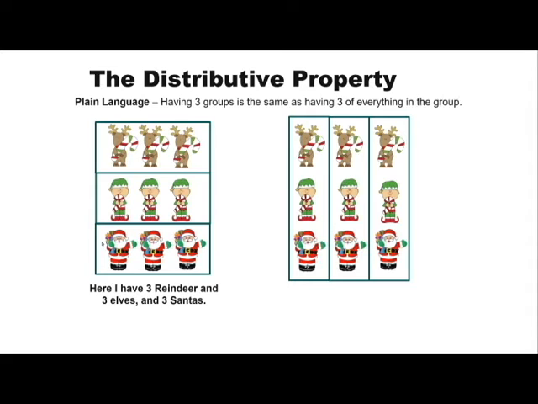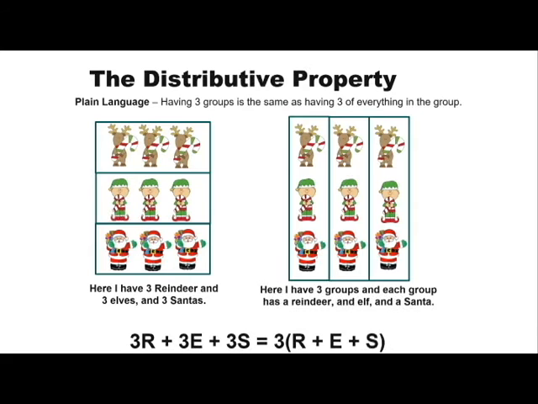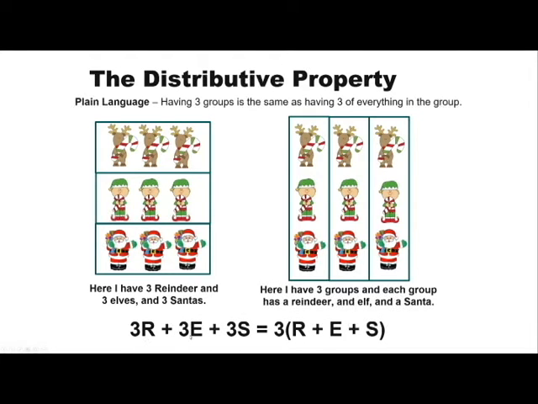But over here on the right, I'm going to organize that slightly different. Notice I have the exact same items, but instead of keeping all my reindeer together, and all my elves together, and all my Santas together, I've regrouped them. I now have 3 groups, and each group has a reindeer, an elf, and a Santa. What I have has not changed. I've just changed how I've organized it in my mind. That's the distributive property. 3 reindeer and 3 elves and 3 Santas is the same as 3 groups with 1 of each. Does that make sense?